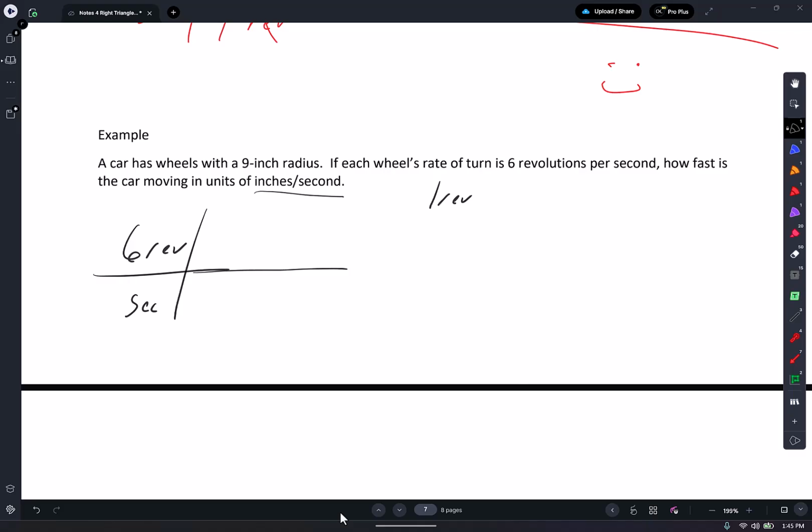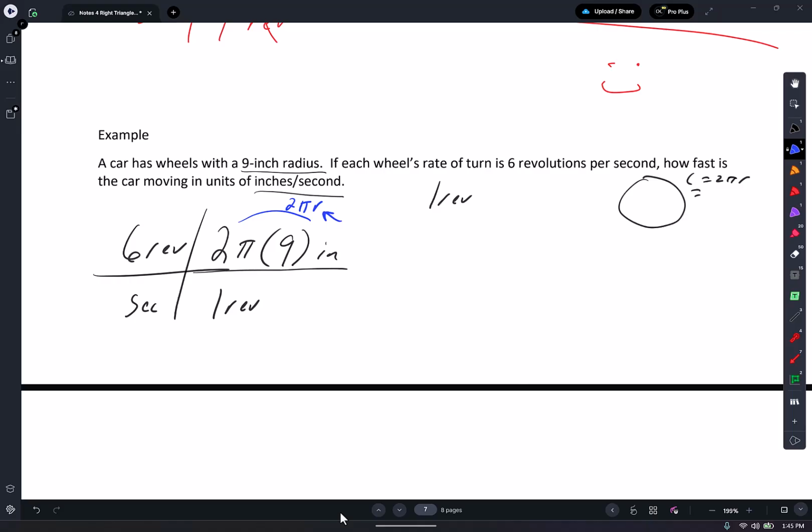In 1 revolution, do you agree that 1 revolution is the same thing as saying circumference of a circle, which is 2 pi times r? So in 1 revolution, I cover 2 times pi times whatever the radius is. What's this radius? 9 inches. This is the circumference of a circle, 2 pi r, where r is radius. That really is, of 1 radian, it really is a radian. Check it out. Revolutions cancel out, and you get inches per second.